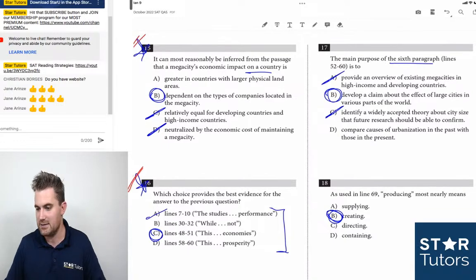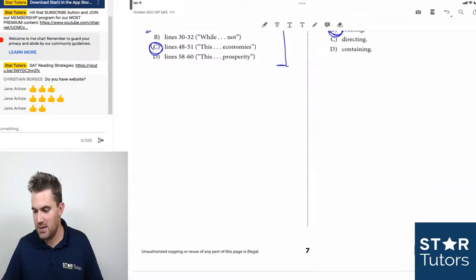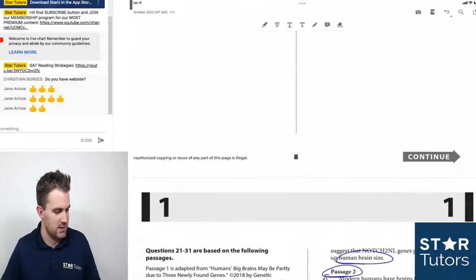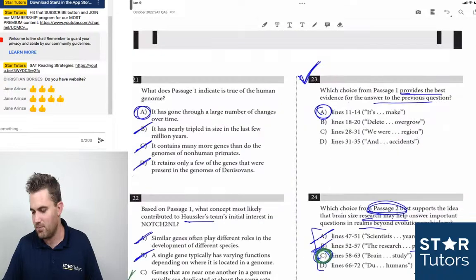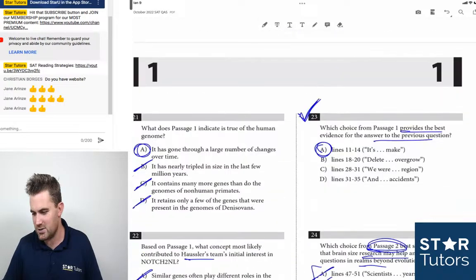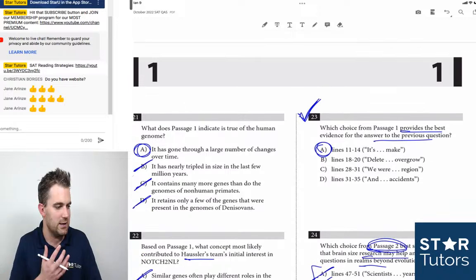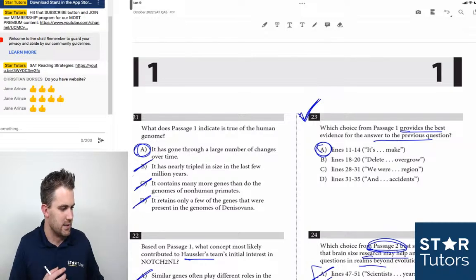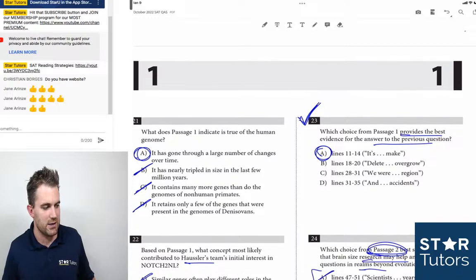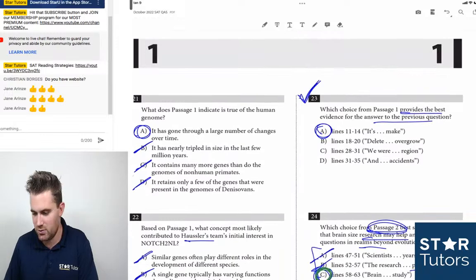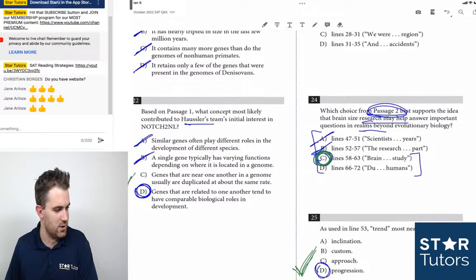So 17 was B, 18 was B, 19 was C, and 20 was A. To this point in the test, I did feel pretty good, because I felt hopefully pretty good about this next passage as well. Overall, I know I did guess on 24, but hopefully that makes sense. Again, as we go through this, guys, make sure you're focusing on timing. So 21 was A, 22 was D, 23 was A, 24 was C.